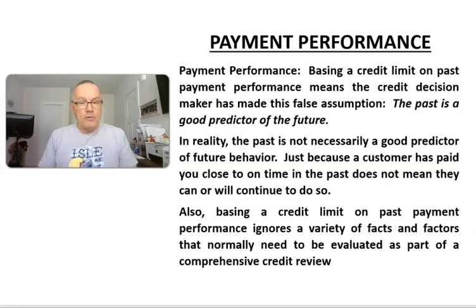The second way that creditors reported that they evaluated and established credit limits was based on payment performance. Basing a credit limit on past payment performance means the decision maker has made a false assumption. What is that false assumption? That the past payment performance is a perfect predictor or even a good predictor of that customer's future payment performance.